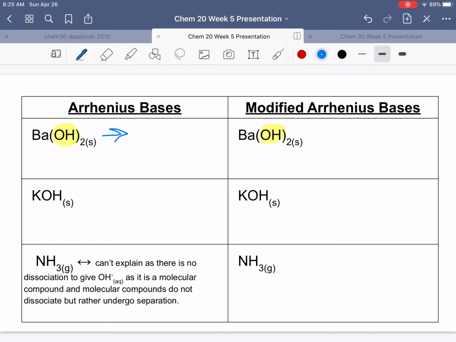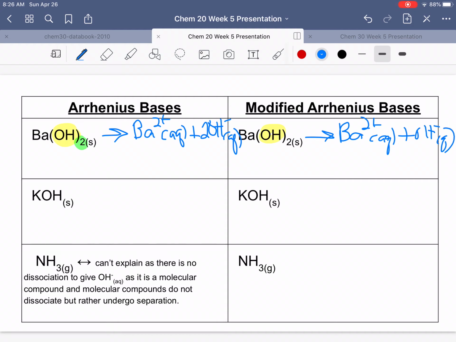When I put this barium hydroxide in water, it dissociates. I end up with barium, take the correct charge, it's 2+, according to the periodic table, plus, and don't forget about this, guys, there are 2 hydroxides, therefore I need to put 2 hydroxides as a product, aqueous. Dissociation, done and done. Hydroxide is present, so the modified Arrhenius theory is identical. Ba2+ aqueous plus hydroxide aqueous, done. No difference whatsoever. Take note.